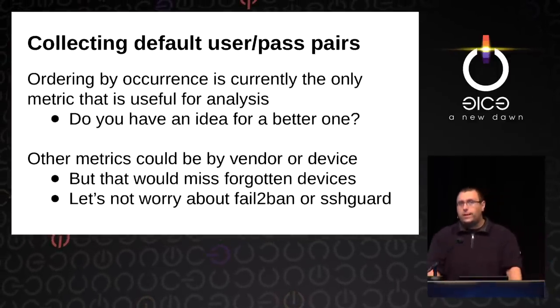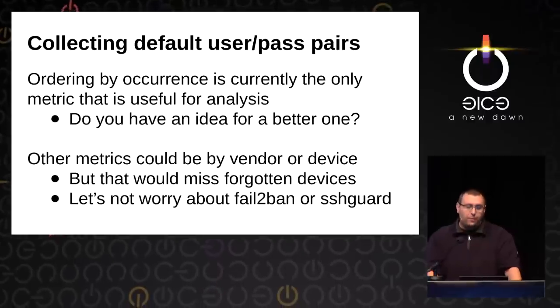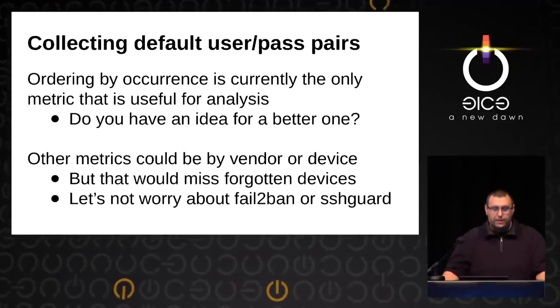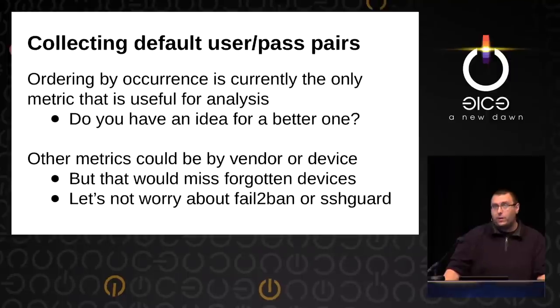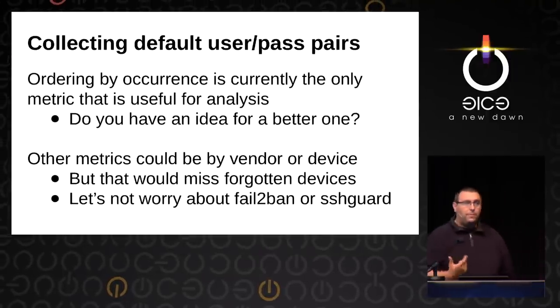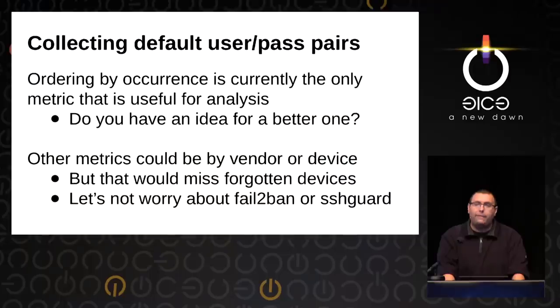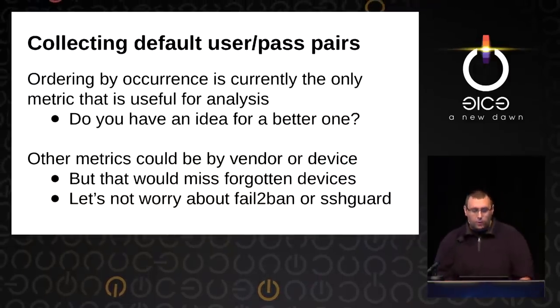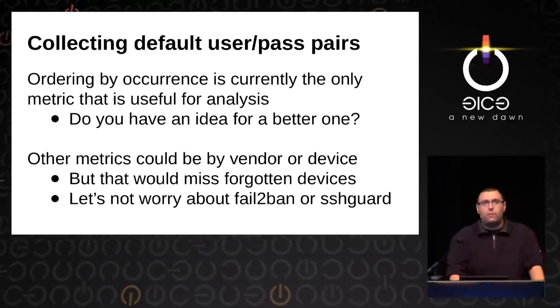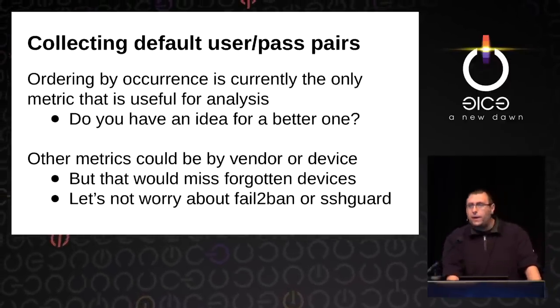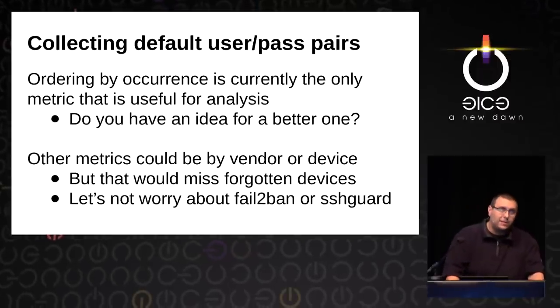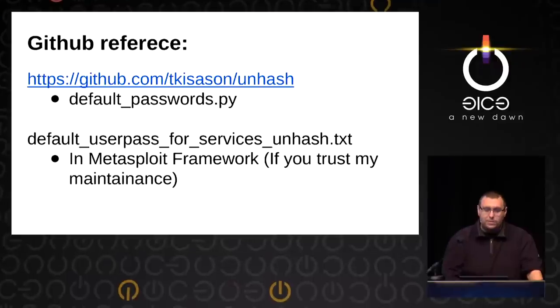Ordering collected data by occurrence is the only useful metric we have for analysis of default standard passwords. If you have an idea for a better one, I would like to hear it. Because if a username and password pair is more common, like admin, admin, or admin without a password, it will simply float to the top and it will be tested sooner, so this saves time. Other metrics can be by vendor or by device, but that usually doesn't cover the use case we want to have. For instance, testing for forgotten devices, testing for weak devices, and somebody will say, why would you want to test online devices? What if somebody has failed to ban or SSH guard? Well, they didn't leave the default passwords in place.